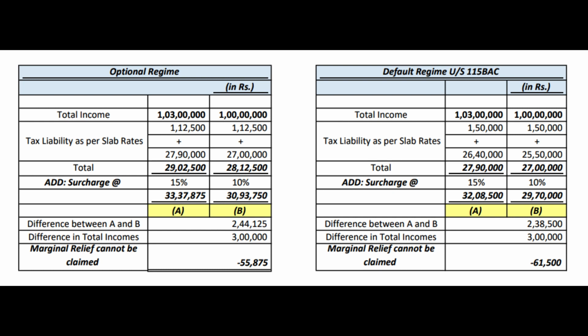If the total income is 1 crore only, in such a case, the tax liability computation will be as follows: rupees 1 lakh 50,000 plus 30% of rupees 1 crore minus rupees 15 lakh.